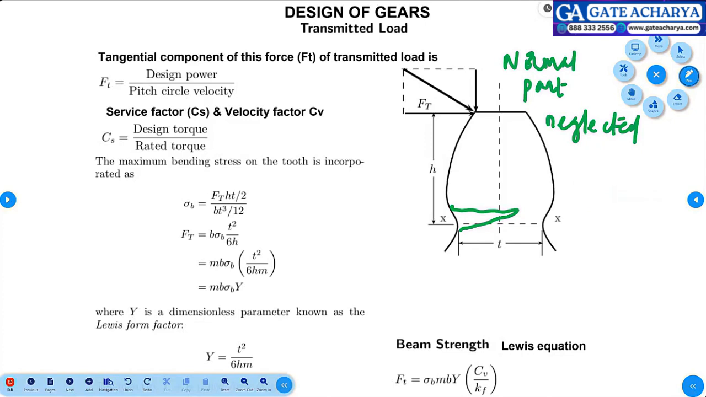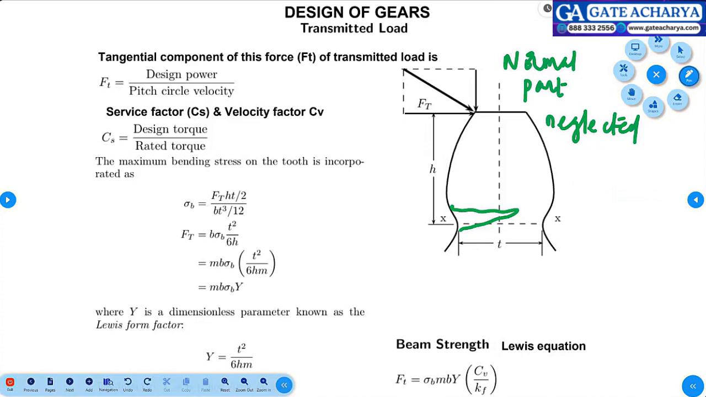So Ft is nothing but design power divided by pitch circle velocity. What is meant by CS? Service factor and velocity factor. CS is nothing but design torque by rated torque.